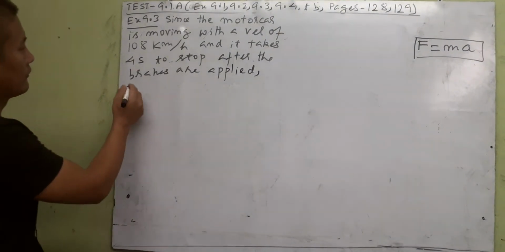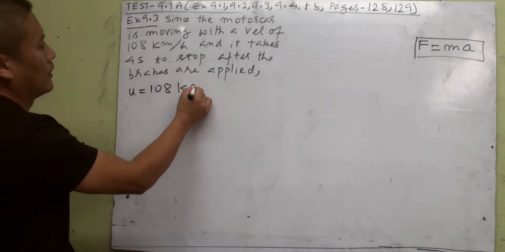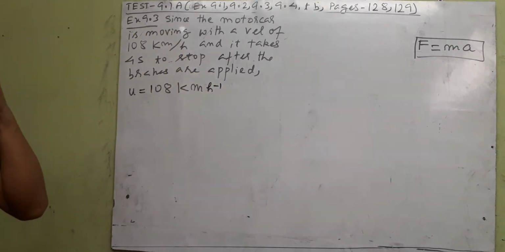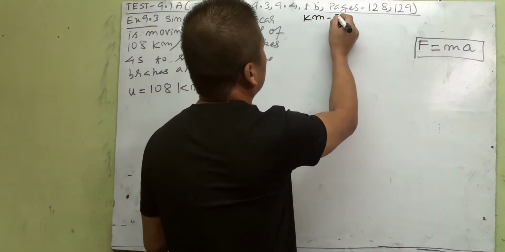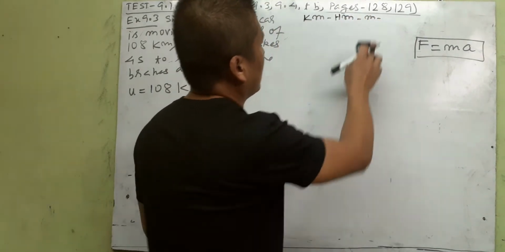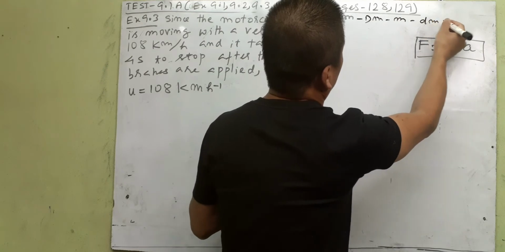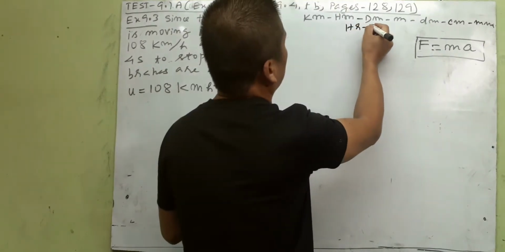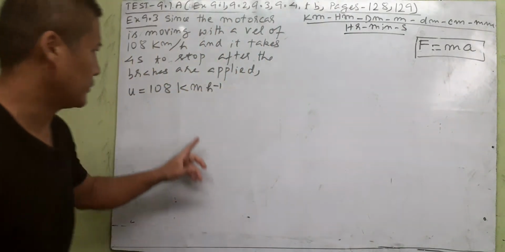Can you bring out the physical quantities? With a velocity means first appearing is initial velocity, 108 kilometer per hour, you can write like this also, brought to the numerator. Now we know the SI unit of velocity is meter per second, so we need to change this by using kilometer, hectometer, decameter, meter, decimeter, centimeter, and millimeter. Then we have for time, hour, minute, and second. So here we have to change kilometer to meter.